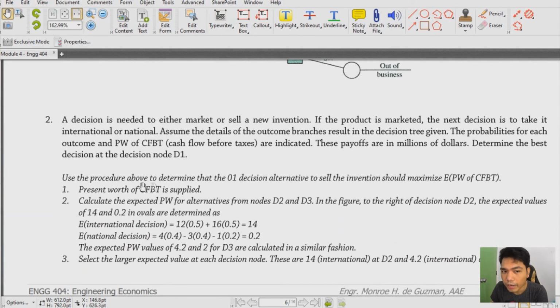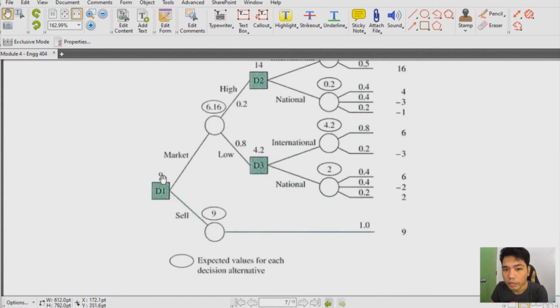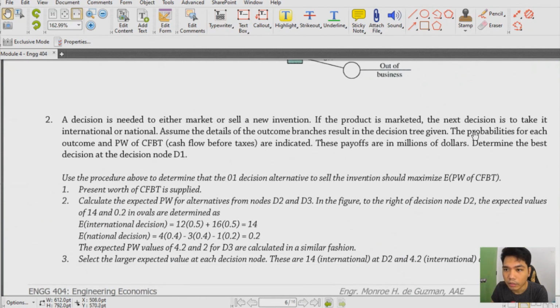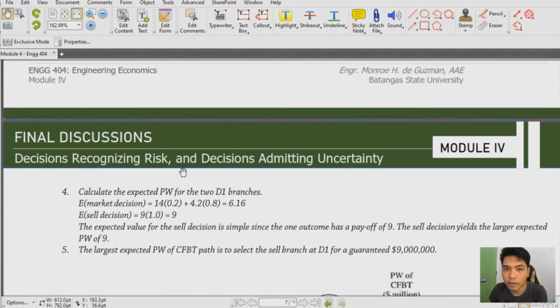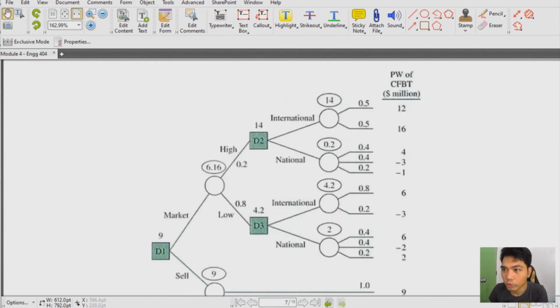So I don't think kailangan ko pa tong sabihin sa inyo kasi though pwede nyo mabasahin yan, pero let's go to the figure na. Kasi sabi dito the probabilities for each outcome and PW of CFBT are indicated. So ito yung decision node D1 natin. Ano ba yung best decision that we can have there? So ito actually is na-fill out na tong solution na to, no?